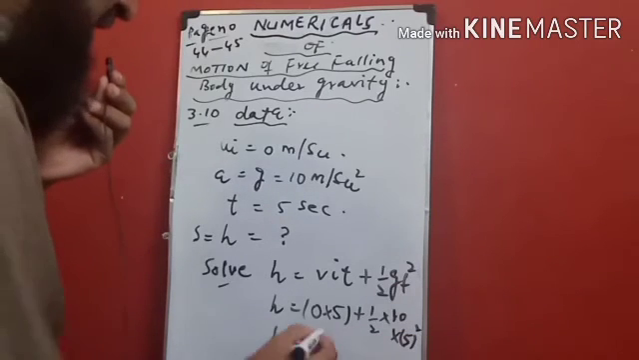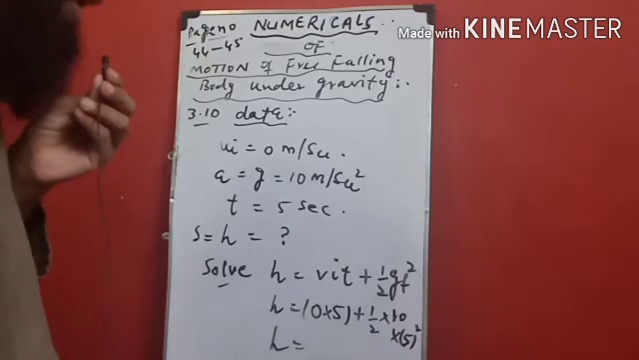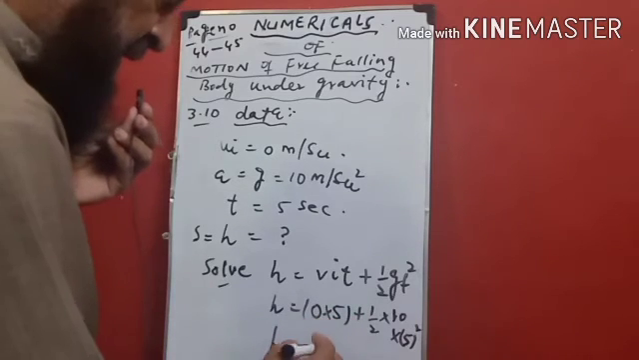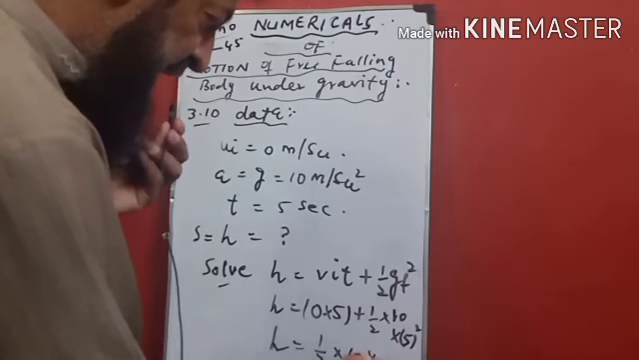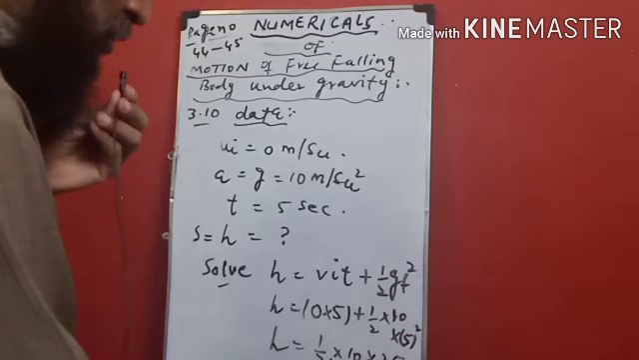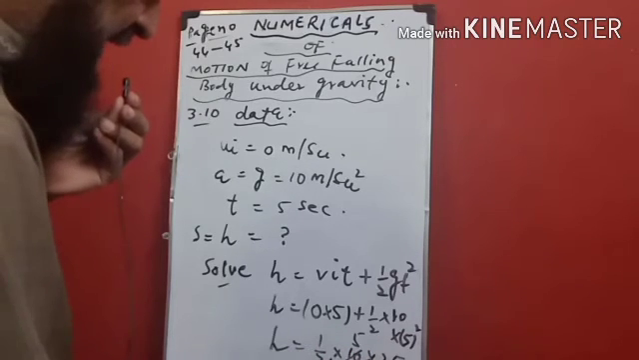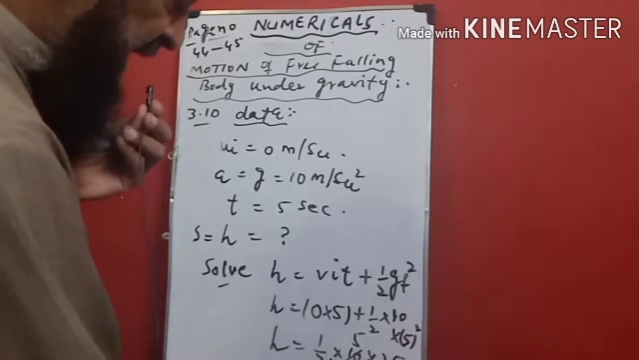So the height equals 0 multiplied by any number, which comes as 0. Therefore, we eliminate it. And then 1 upon 2 multiplied by 10 multiplied by 25. Now 2 1s are 2, 2 5s are 10. The height of the tower becomes 125 meters.